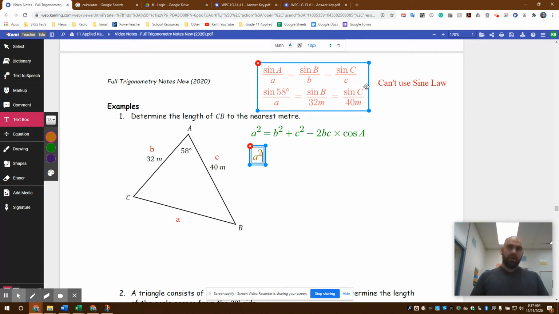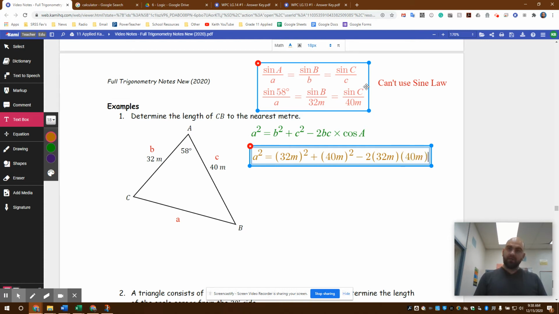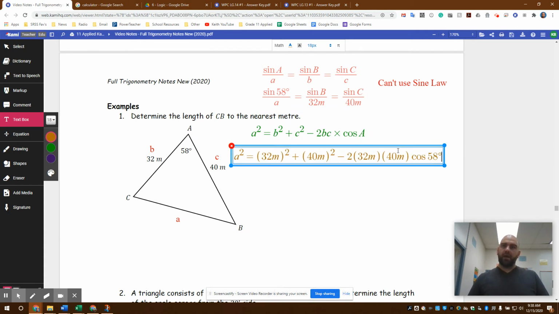Formula going, a squared is equal to, now B is 32 meters. And we're going to add C, which is 40 meters, and we're going to square it as well, minus 2 times 32. I'm not going to have enough room on this page here. I normally don't in my notes either, because it might be enough here. And then we multiply by cos of 58 degrees. Woo, just fit. And I'll actually put the multiplying sign in here. There we go. Okay. All right.